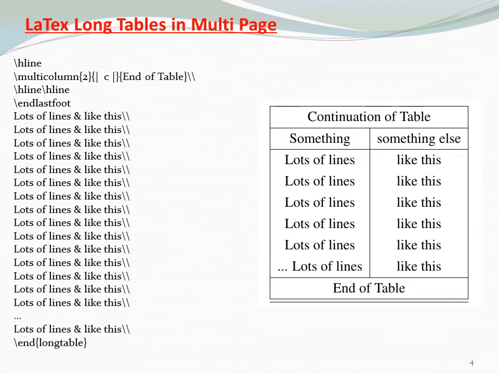After that we have to write the end of table statements again, the same as \multicolumn{2} with center, the end of table line. The footer is written here with the merged cell, so \multicolumn, and \endlastfoot. So it's written like this. Next the table content is written like this.